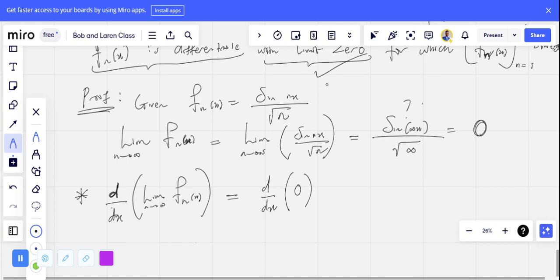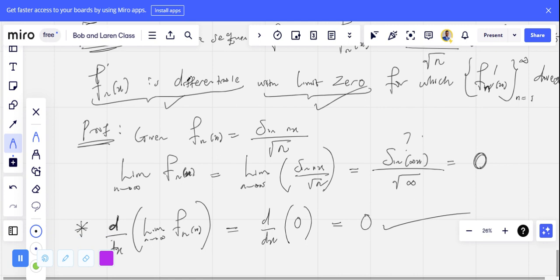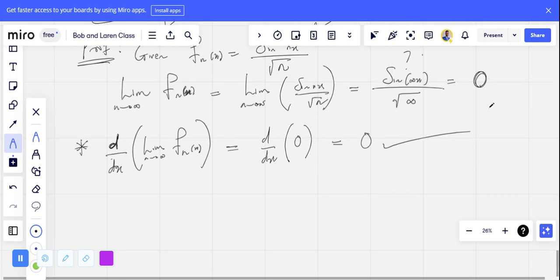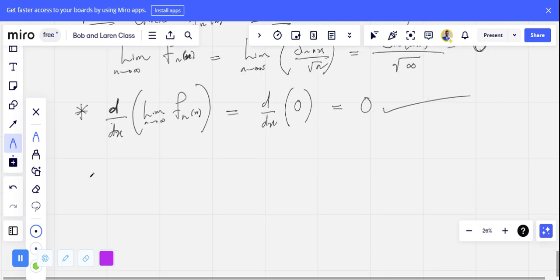The first one, I proved to be limit zero. Now, is that limit differentiable, since the limit of f_n(x) is zero? Let's confirm. If I differentiate a constant, what will I have? A constant. So it is differentiable. Now this is also proved: f_n(x) is differentiable with limit zero. So for this, f_n prime of x diverges. But in this case, this is with the limit of f_n(x).